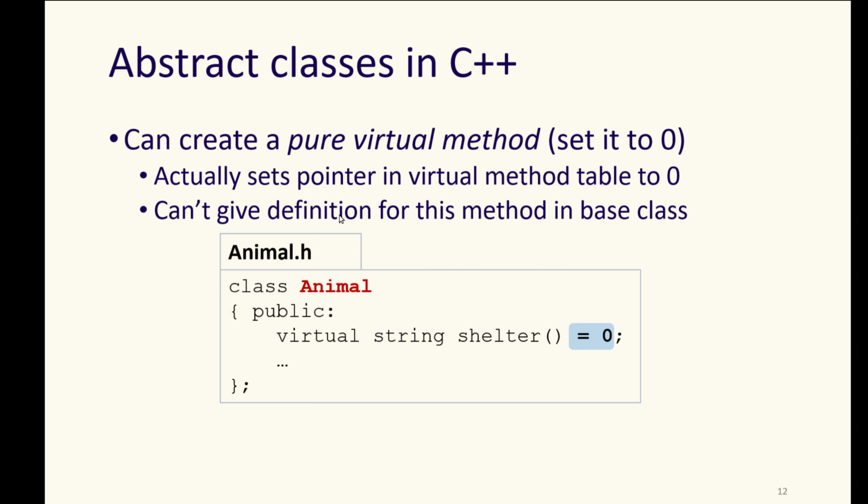You can't give a definition for this method in the base class, and often we choose this option because it doesn't make sense to give a definition for this method in the base class. A common example I give is shapes. Circles have a function to calculate area. Squares have a function to calculate area, but shapes as a general concept don't necessarily have a function to calculate area. And so it doesn't make sense to write an area function for your shape class.